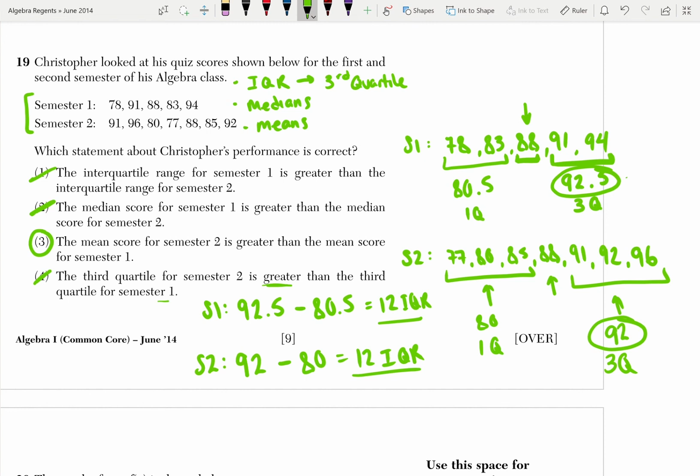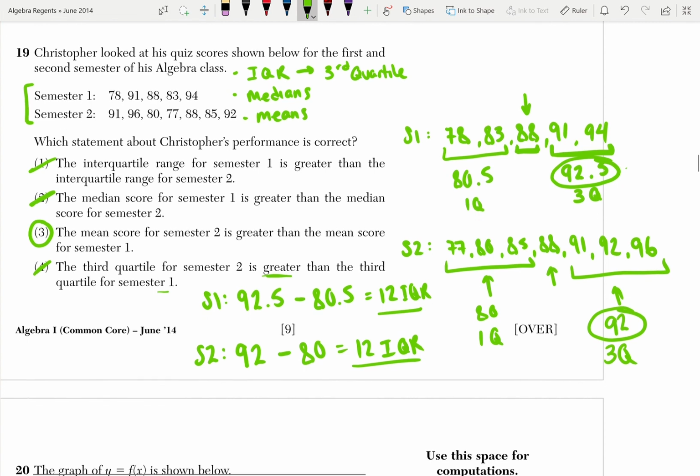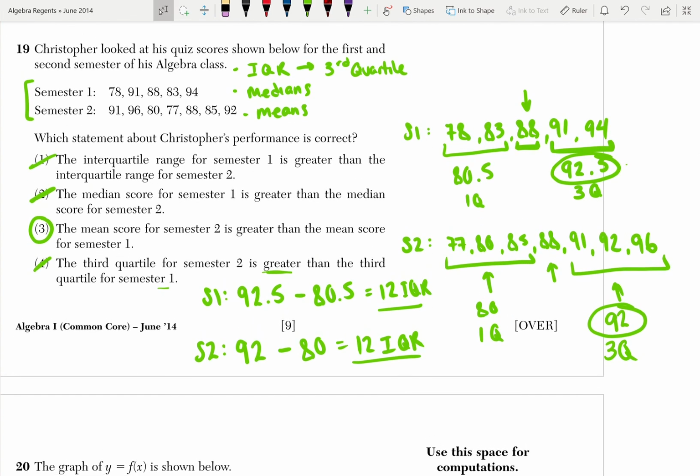If you're taking the test and you're not sure about this, I would recommend you actually calculate the mean for each of these. We just add them all up and divide by the amount of numbers in the set. To calculate the mean for semester 1, it would be 78 plus 91 plus 88 plus 83 plus 94 divided by 5 because there's 5 numbers in this set. You would do the same thing for semester 2 and compare those means, but in order to save time, we're just going to say that that is the correct answer because we've proved that the other ones are not correct. So the correct answer for question 19 is 3.